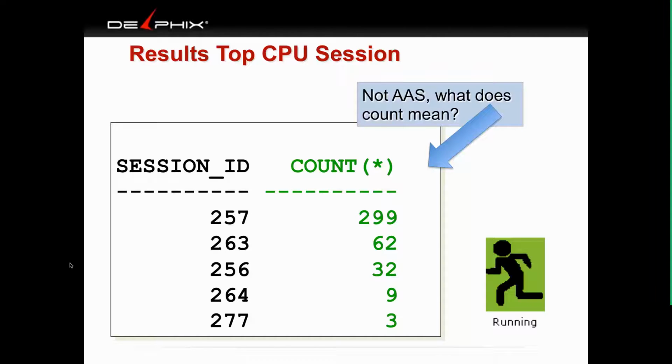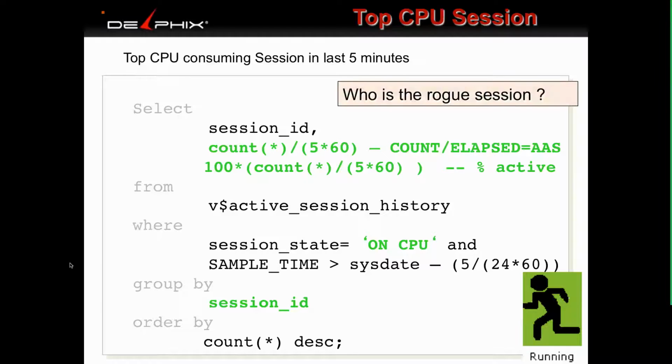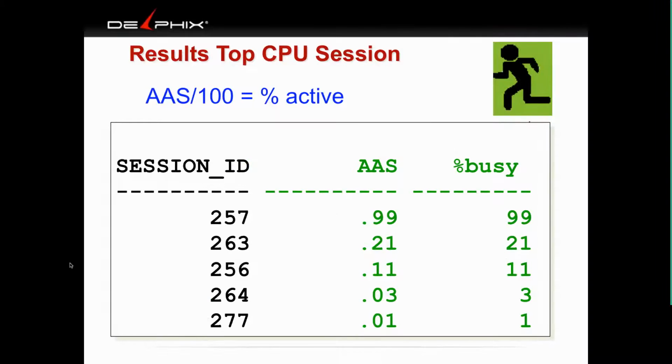Let's translate the output into something that's a little bit more intuitive. And the metric, the value I use is AAS. So it's going to be count star divided by the elapsed time, average active sessions. If a single session is 1, that means it's 100% active. So same output, in this case it says AAS is 0.99, so it's 99% active for that session.